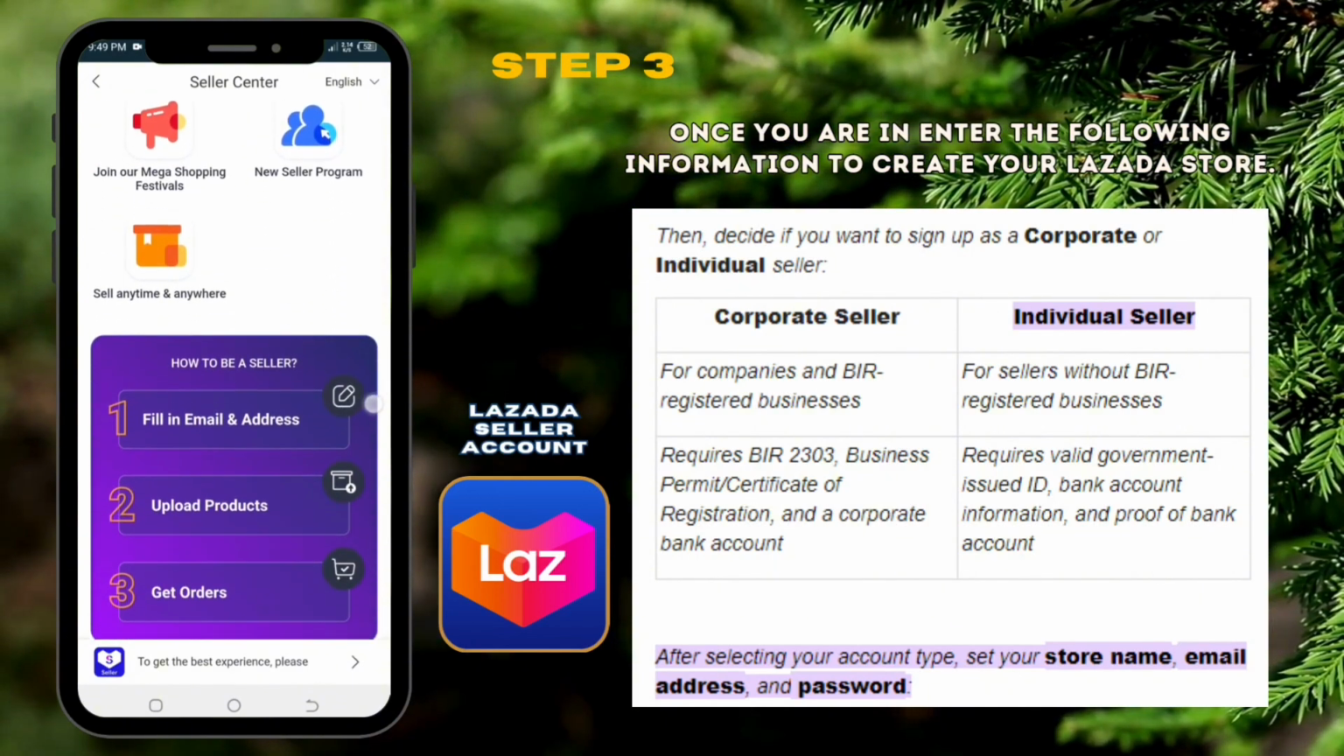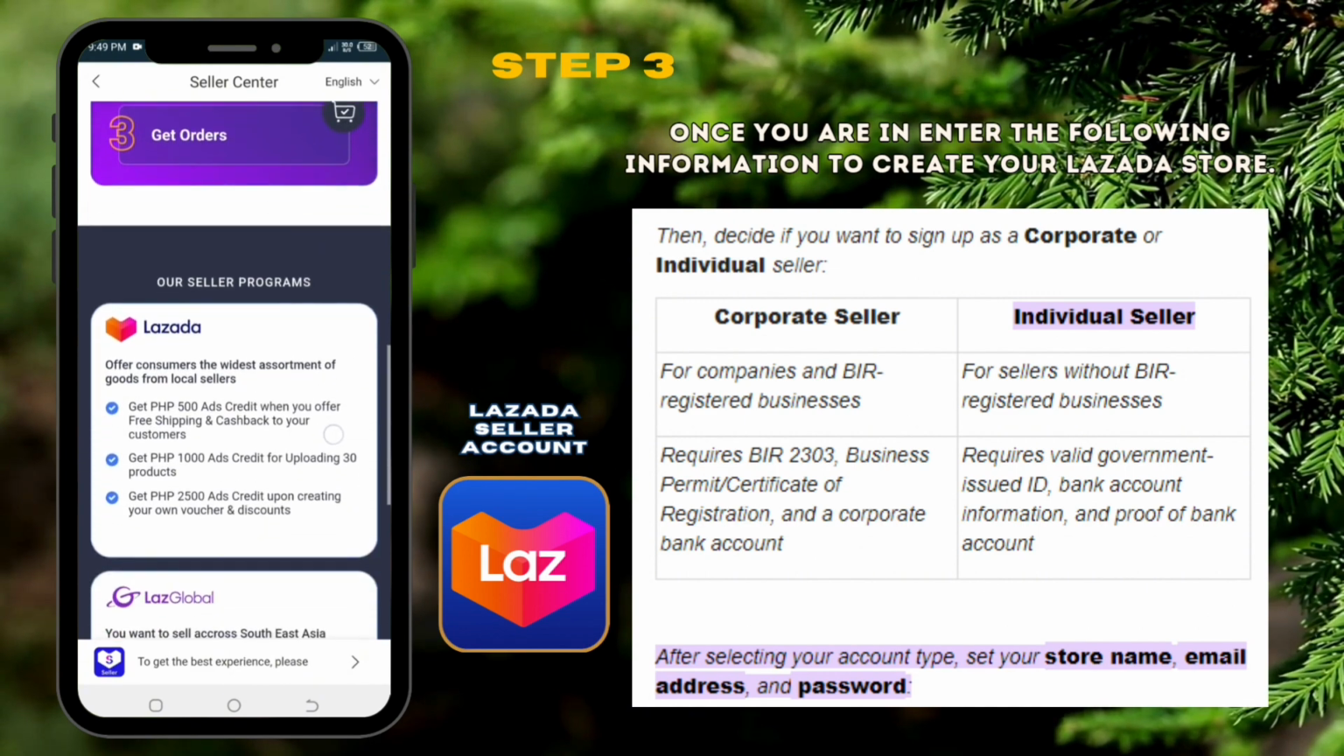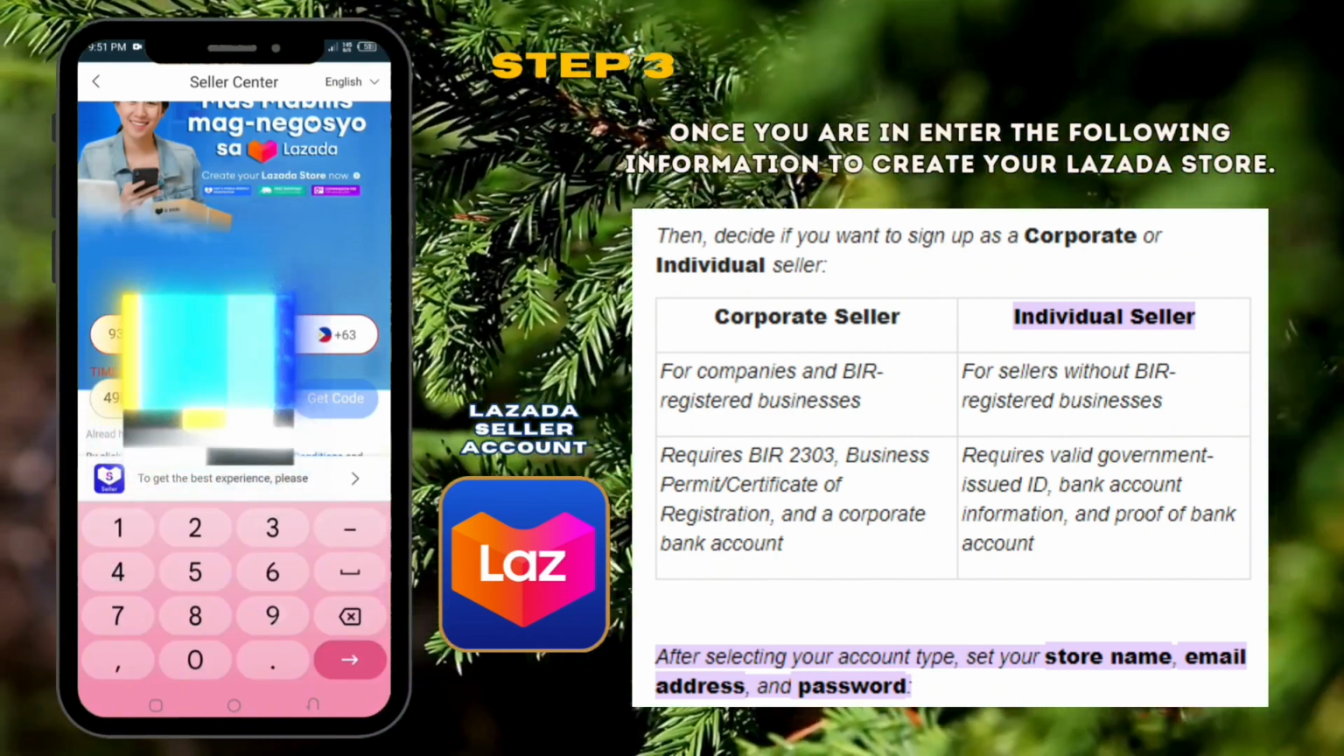Click on your profile icon and go to Profile Settings. Here, you can provide additional details about your business, such as your store name, address, and contact information.